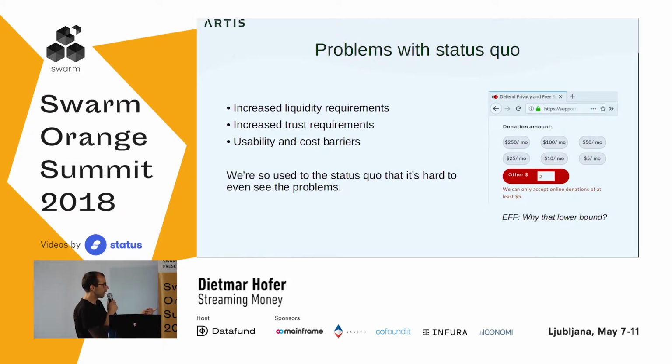So I put this screenshot of where you can donate to the Electronic Frontier Foundation. And for example, they have $2 per month as a lower bound. And I guess that's because of the cost which is incurred by these recurring payments, which I think is a pity.